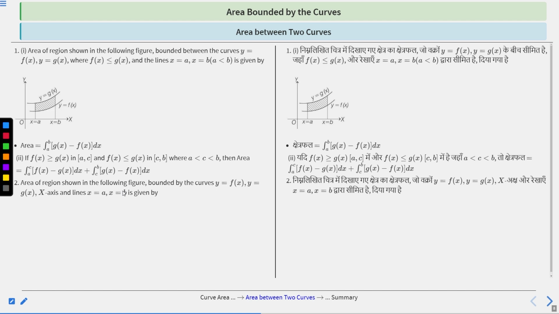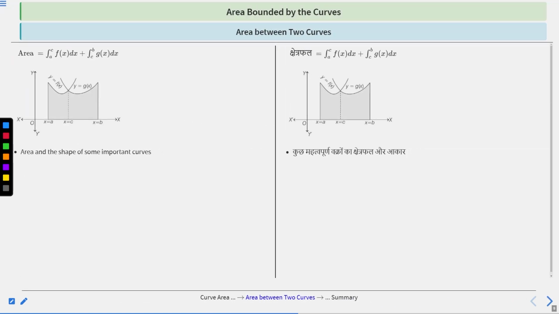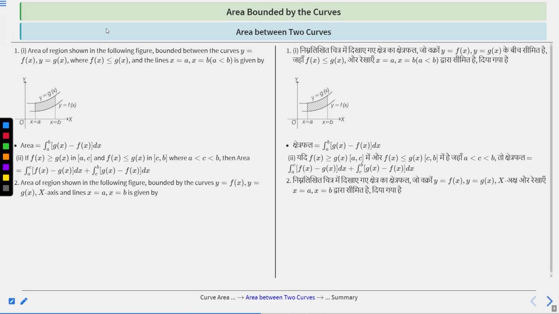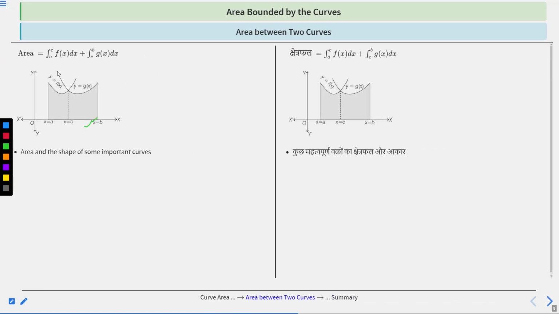Clear? Now, the second point: the area of the region in the following figure, bounded by the curves y equal to f(x) and y equal to g(x), the x-axis, and the lines x equal to a and x equal to b, is given by this. See, we have this curve. Therefore, the area of the region between the lines x equal to a and x equal to b. See, we have to basically find the area of this shaded region, right? Got it? So what we will do? The area will be the integral of a to c of f(x).